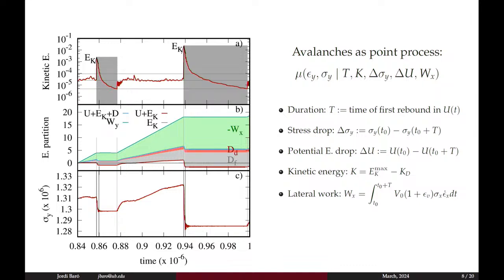And the kinetic energy, what we measure is the peak of kinetic energy, right? Is this jump here, and I will explain it in a moment why. And then we measure as well the lateral work. Well, this is related as well with the amount of dissipation during the avalanche, right? These are our marks that will define these avalanches.